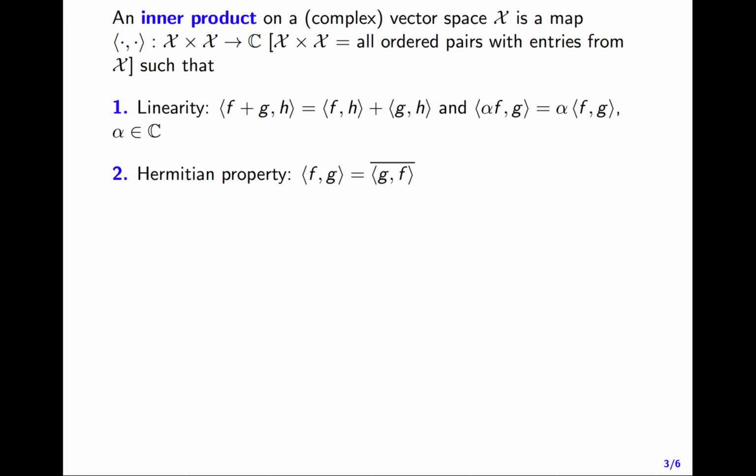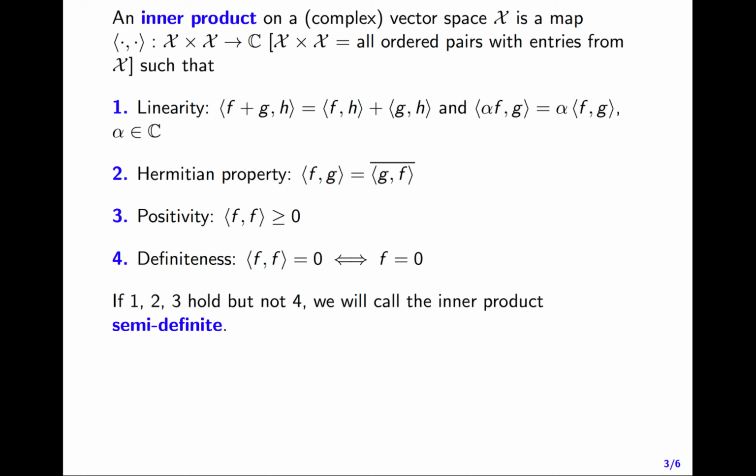We have the Hermitian property. The inner product of f and g is the complex conjugate of the inner product of g with f. So if you want to flip the order of vectors in the inner product, you have to take the complex conjugate. Positivity: the inner product of f with f is always non-negative. So the inner product of the same vector with itself is always a non-negative real number. And the so-called definiteness property: the inner product of f against f is equal to 0 if and only if f equals 0.